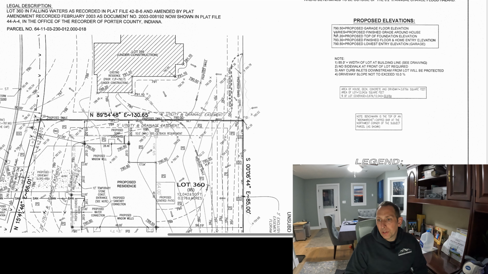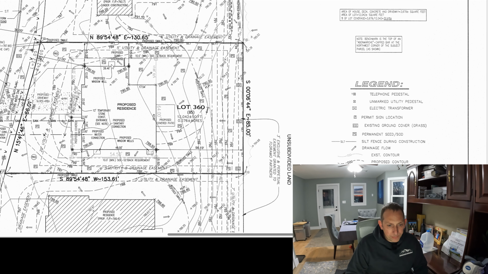Proposed elevations. So we've got a 790.5 foot proposed garage floor elevation. Our finished grade varies around the house, and we'll look at these numbers on the plan. I just want to call these out here. So we have a top of foundation elevation, finished floor for the home entry, and then the lowest entry elevation it calls out as well, which is going to be the garage floor elevation. So where it says varies equals proposed finished grade around the house.